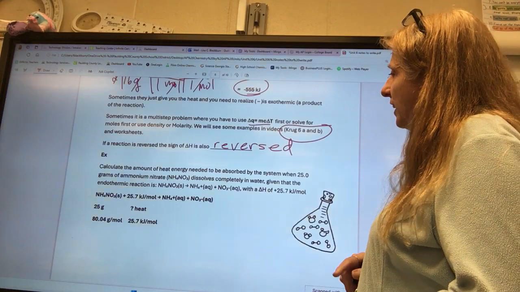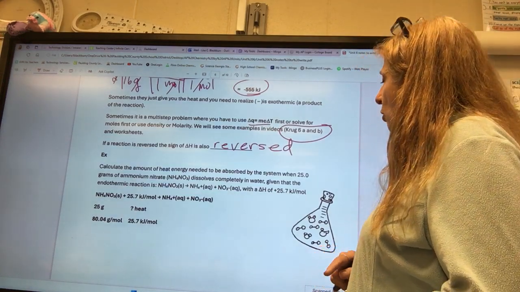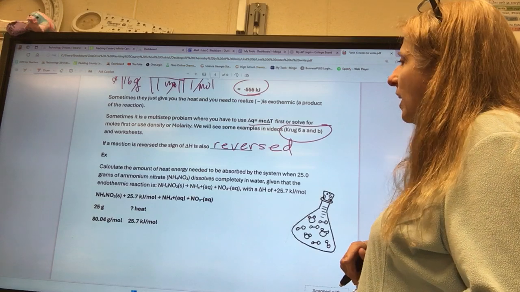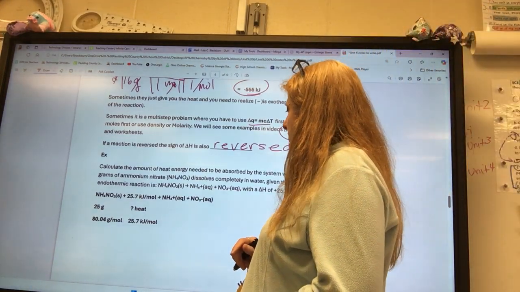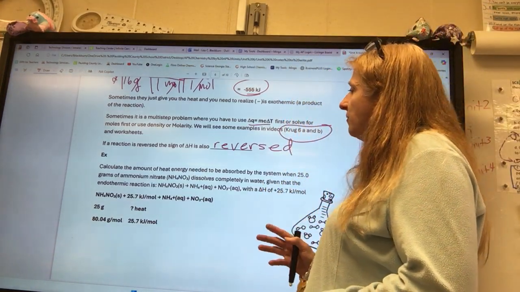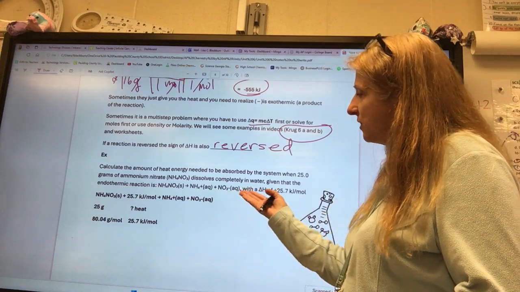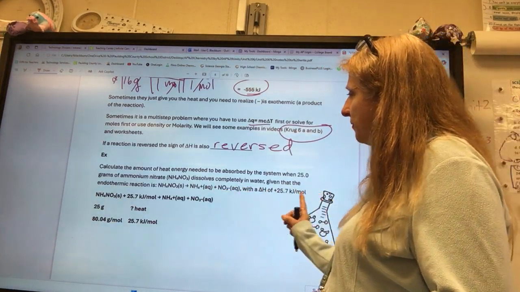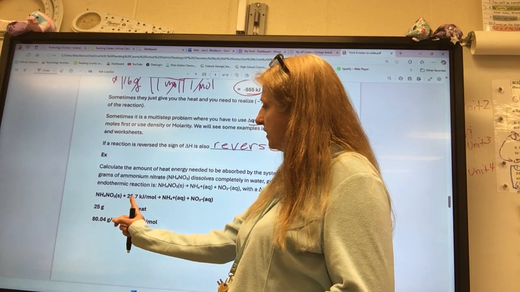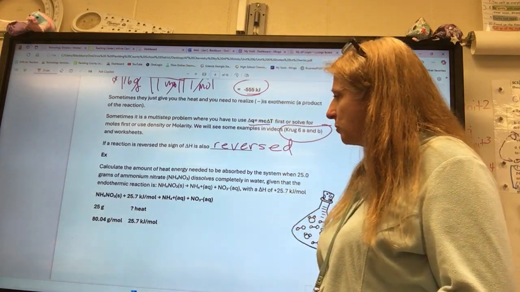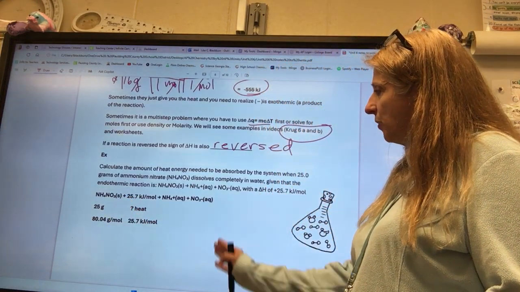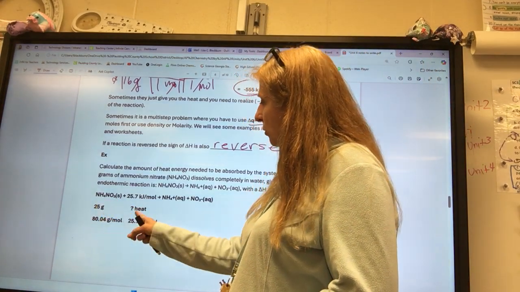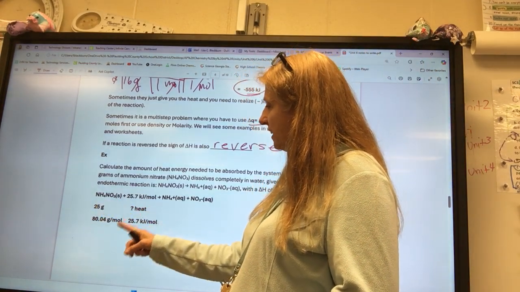Calculate the amount of heat energy absorbed by the system when 25 grams of ammonium nitrate dissolves completely in water, given that it's an endothermic reaction. They told us it was endothermic, they're being nice, and they told us it was plus 25. We can see here that it is a reactant, the 25 is over on the reactant side. So we're given 25 grams, and we're looking for the change in heat.